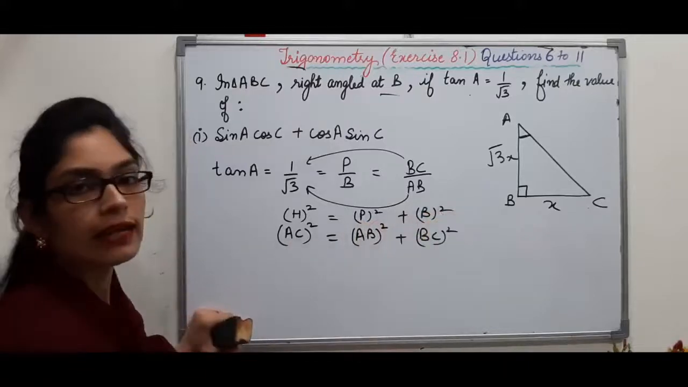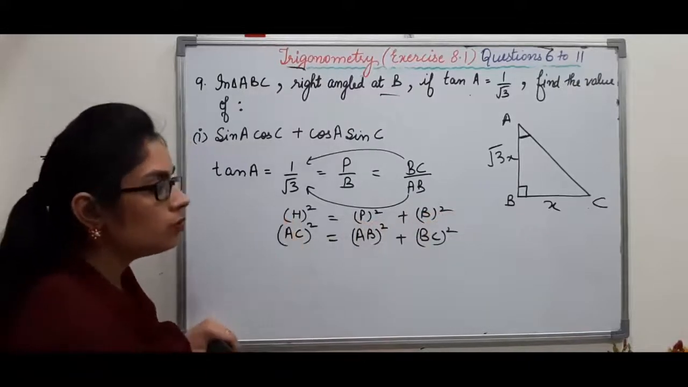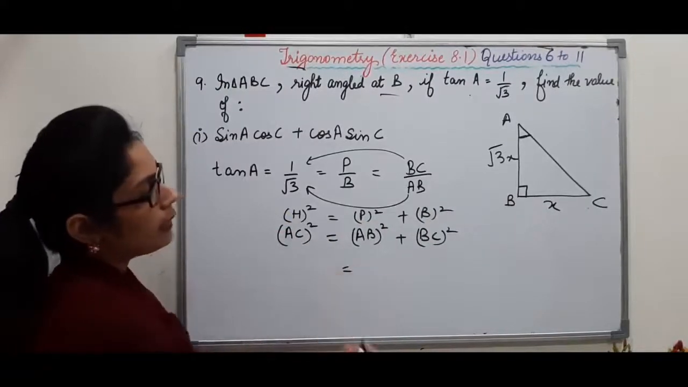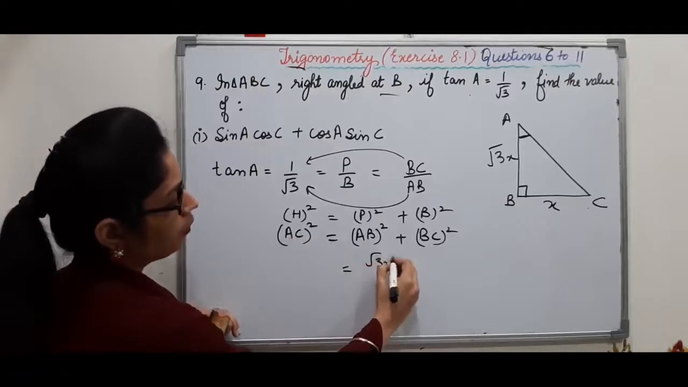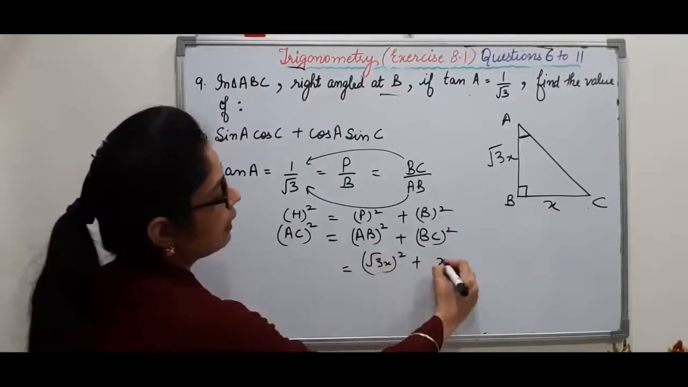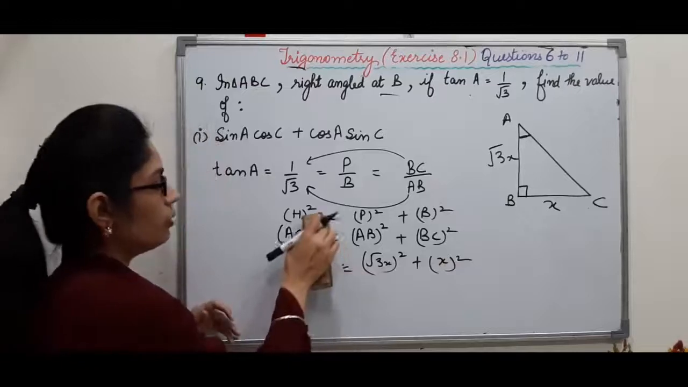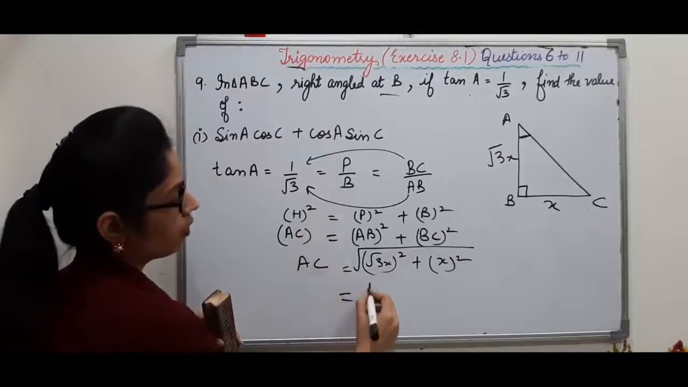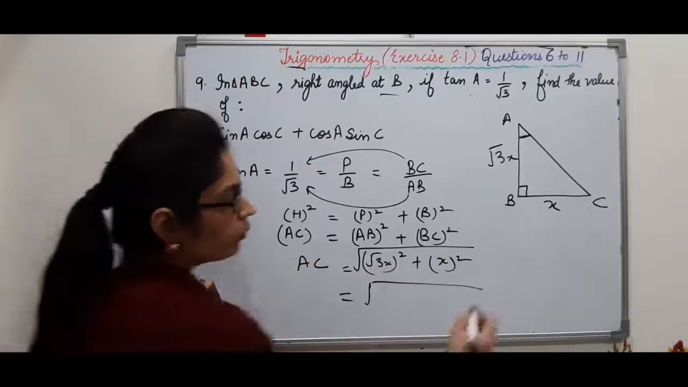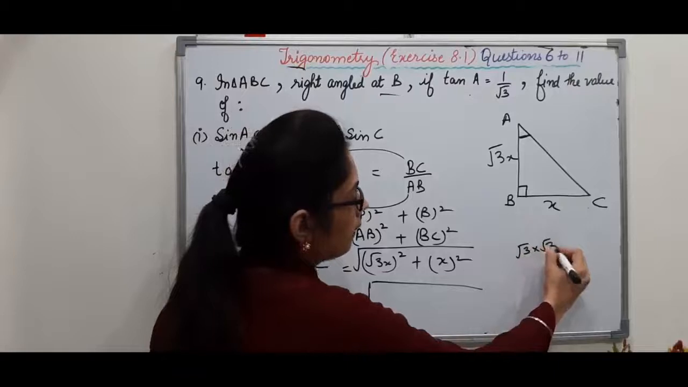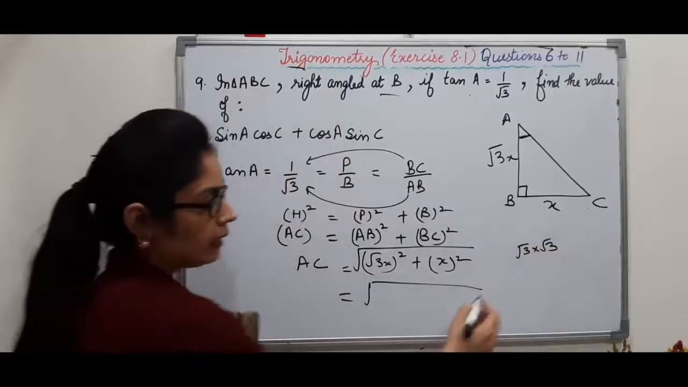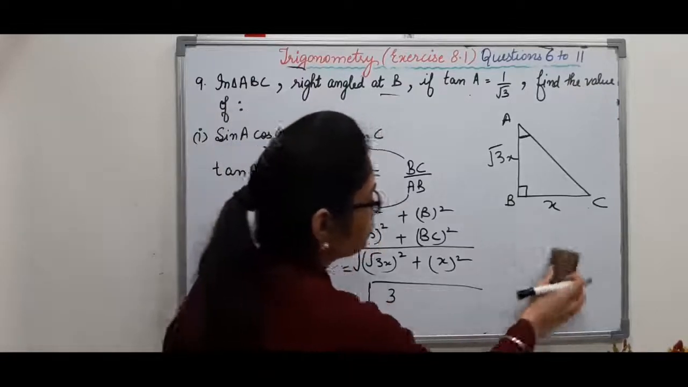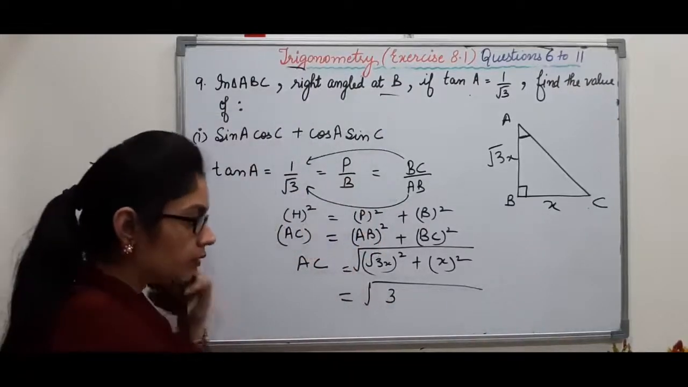I have written the sides of the triangle, but I have used the perpendicular Pythagoras theorem. So AC we have to find. AB is root 3x whole square plus BC is x whole square we have to do, and if we remove this square we will get square root here. So AC is equal to the square of root 3. So root 3 into root 3: whenever we are multiplying the root of the same number, it will be changed to a simple whole number or natural number, you can say.